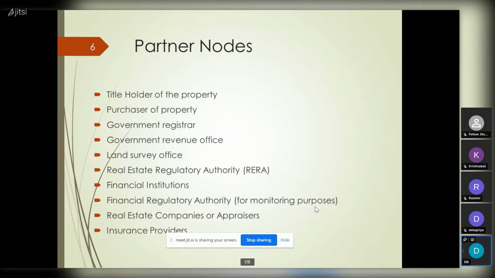We have the government register, the government revenue office, and the land survey office. Then we have the real estate regulatory authority. We have financial institutions. Again, we have a regulatory authority for monitoring purposes. Then we have real estate companies or appraisers. And lastly, we have insurance providers. So these are all the partners or stakeholders in the blockchain-enabled system for land record maintenance.